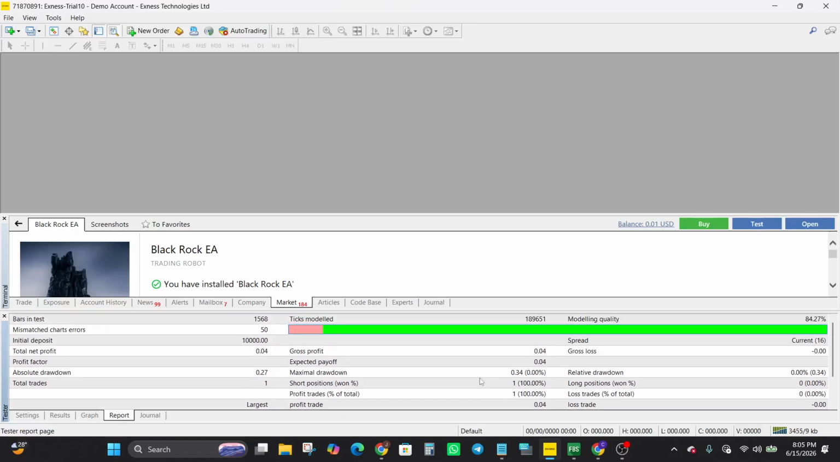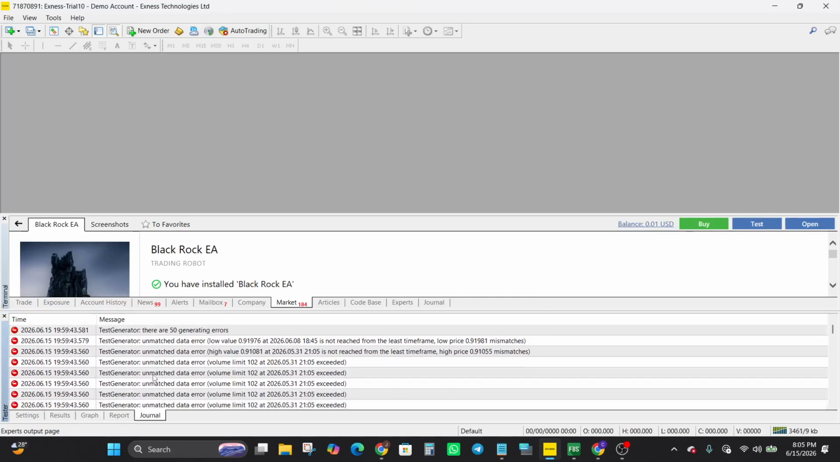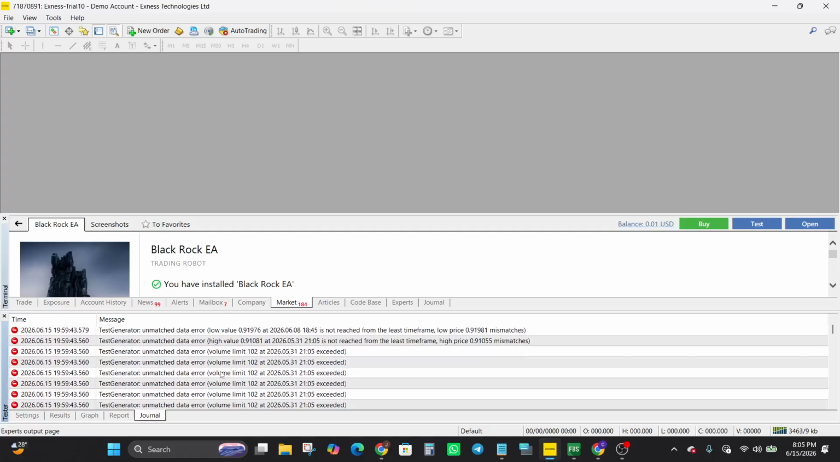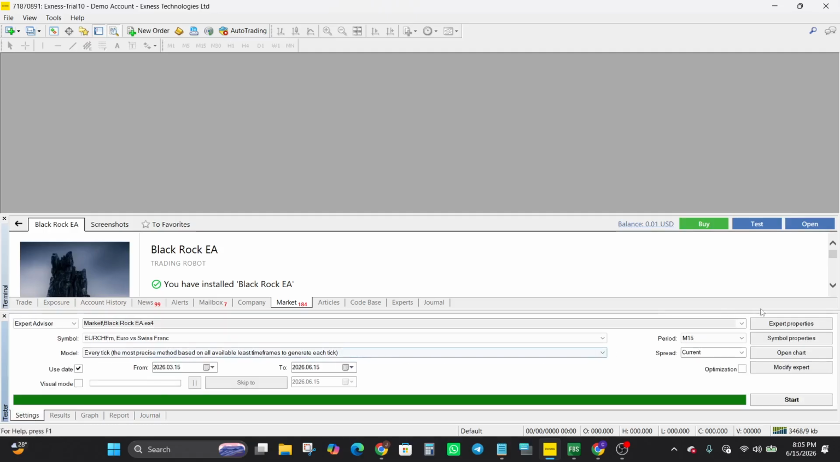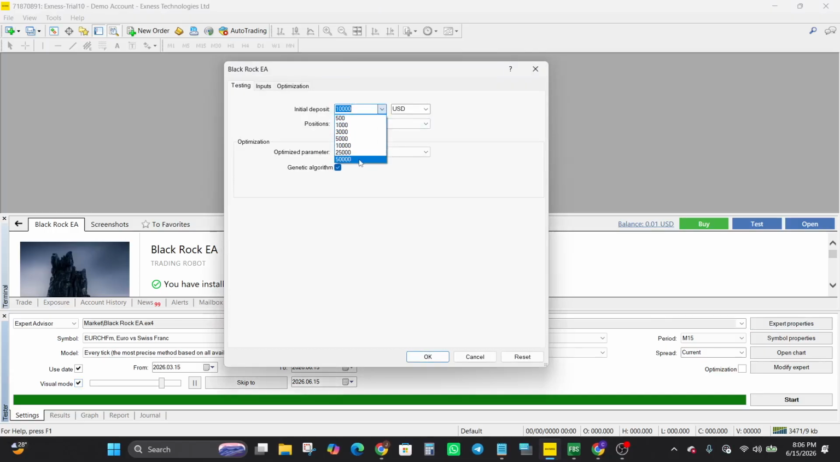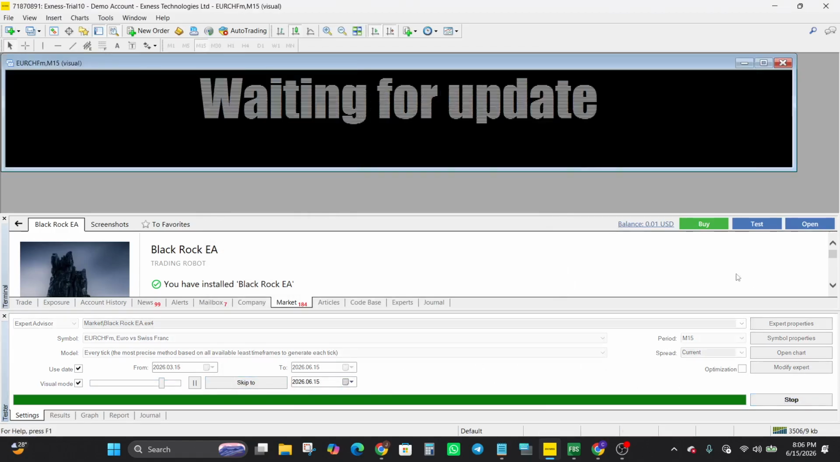And then let me just quickly look at the journal as well. Okay, volume limit exceeded, volume limit exceeded. Let's just quickly turn on the visual mode, and I'm also going to just increase the deposit here. All right, so I want us to see the EA in action.